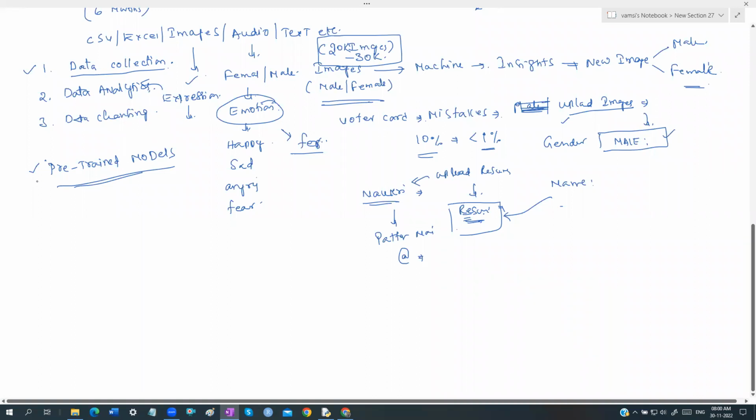Cleaning the data means there is going to be a lot of noise in the data. We have to clean up all that noisy data and give only the required data to the machine. If I give some unnecessary data to the machine, it will try to study the data, which is not at all important for us.